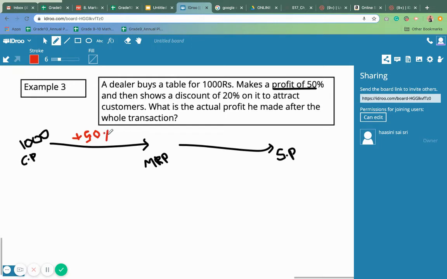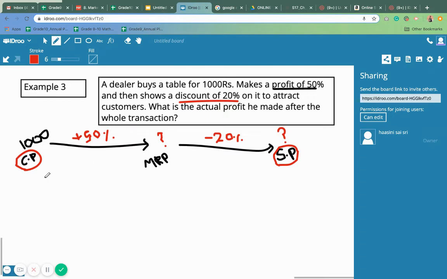They did not tell me what the MRP is, but they said he shows a 20% discount. A discount of 20% means this is what he's showing on the MRP, so minus 20%, on it to attract customers. What is the actual profit he made? The actual profit will be between the cost price he bought at and the selling price. To find that, first I have to find the selling price, and to find this, first I have to find the MRP.